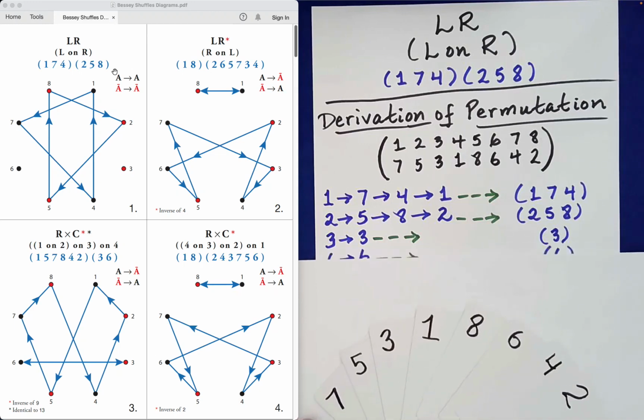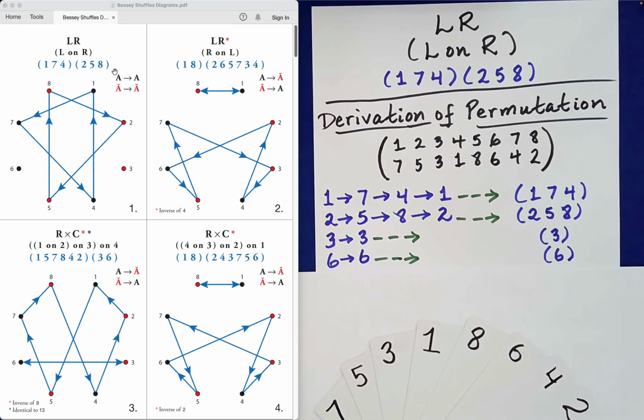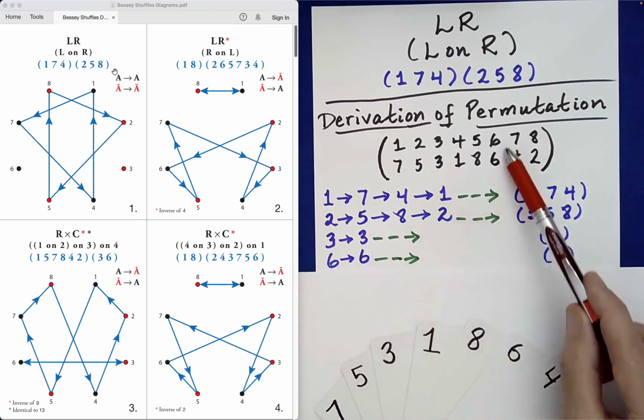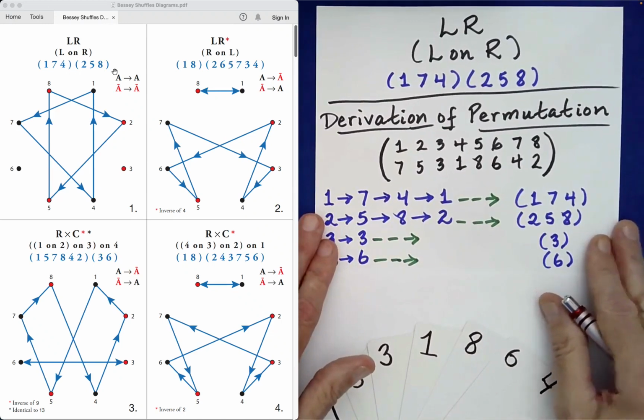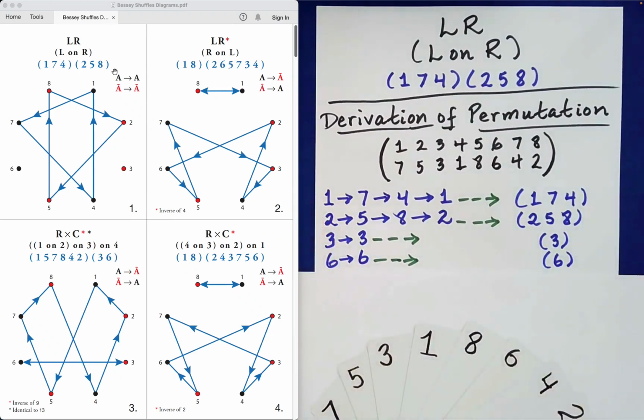The same thing happens with whatever was originally in position 6. This is position 6. It didn't go anywhere. It stayed right where it is. Despite all the movement of those cards as we're shuffling it, the cards in position 3 and 6 arrived back where they started. They did not get moved to a new position in the end.